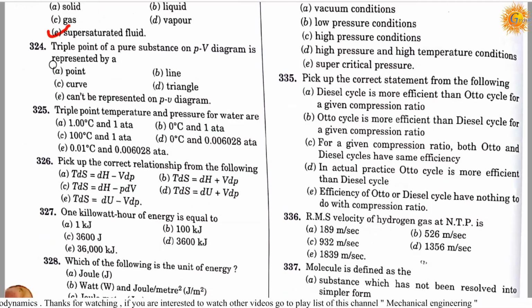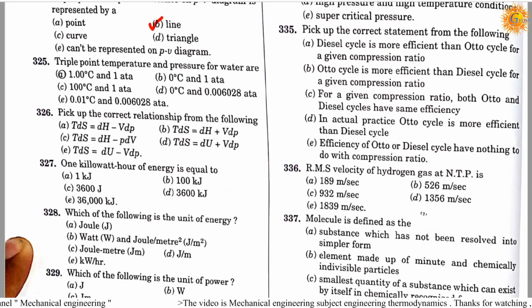Question number 324. Triple point of a pure substance on a PV diagram is represented by: option A, a point; option B, a line; option C, a curve; option D, a triangle; option E, can't be represented on a PV diagram. So correct answer is B. It will be a line.